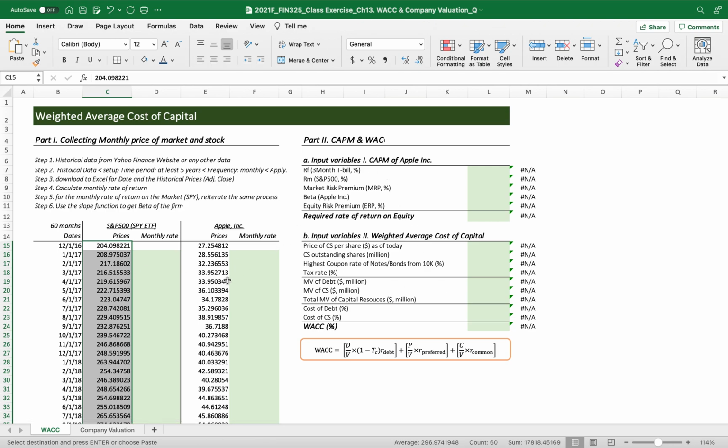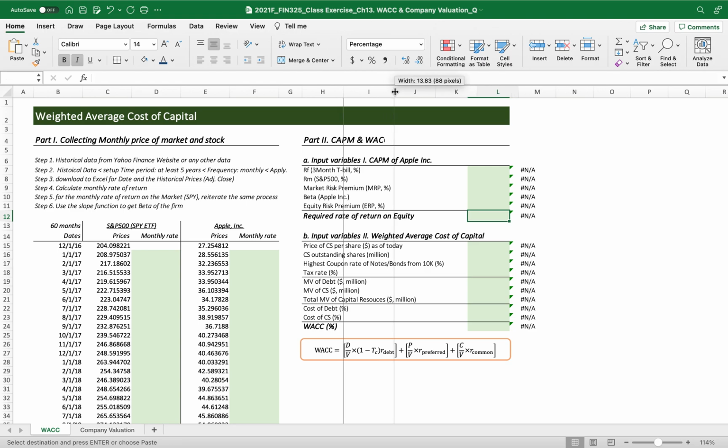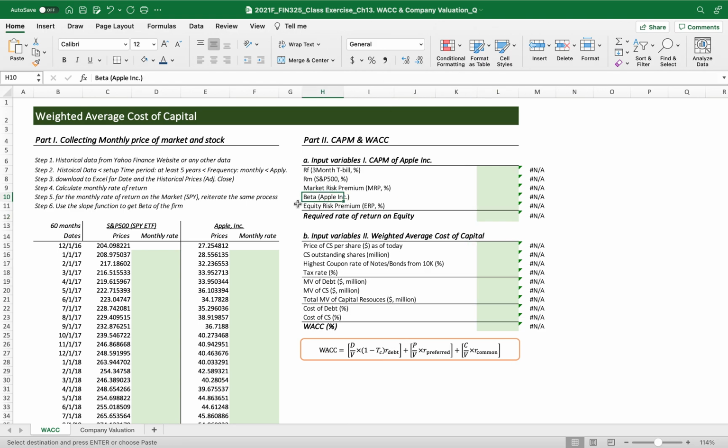Again, the point of this exercise, collecting data, is that we want to get the required rate of return, which is the cost of equity. When you calculate the weighted average cost of capital, we need the cost of debt, the cost of preferred stock if the company has issued preferred stock, and then the cost of common stock, right? The cost of the common stock is the required rate of return. When you calculate the required rate of return based on the CAPM model, we need the beta, right? Beta should be multiplied by the market risk premium to come up with the accurate risk premium.